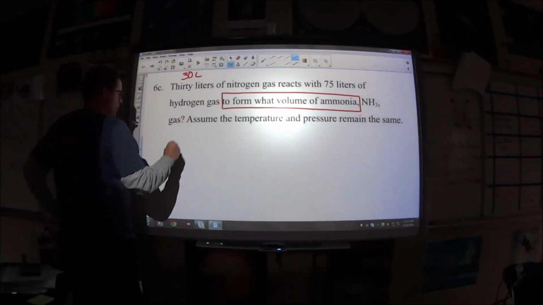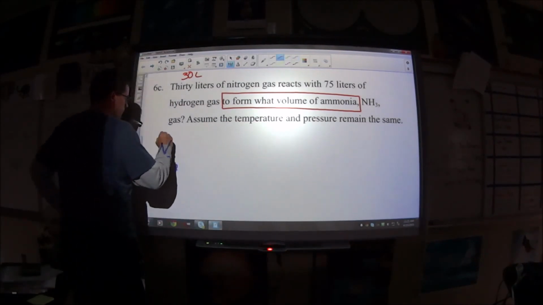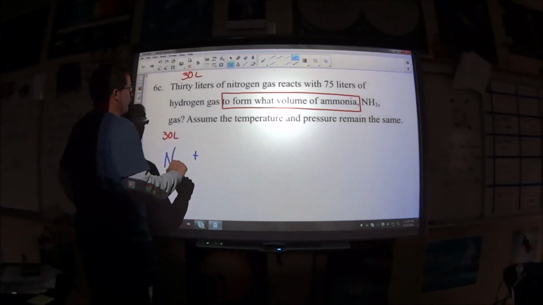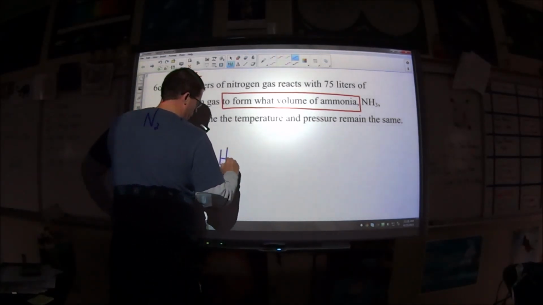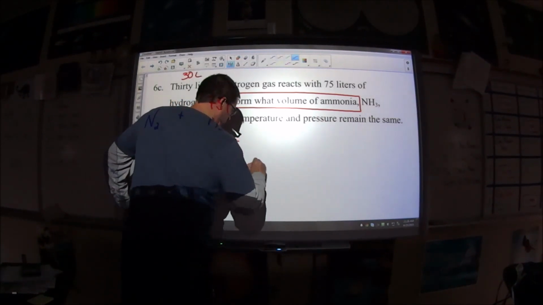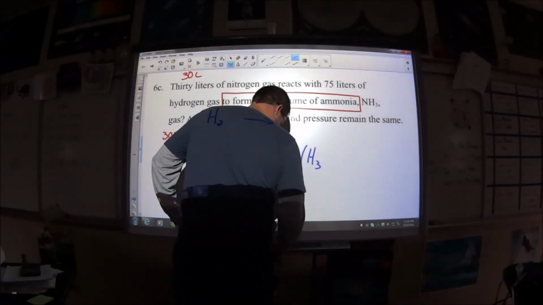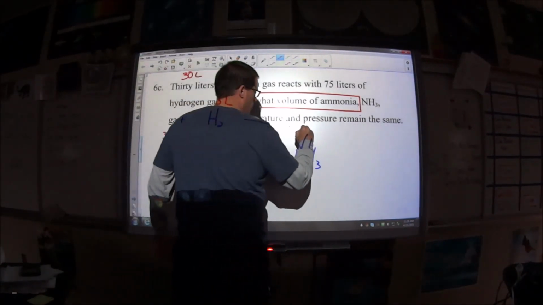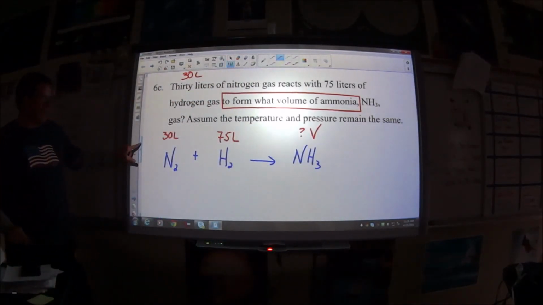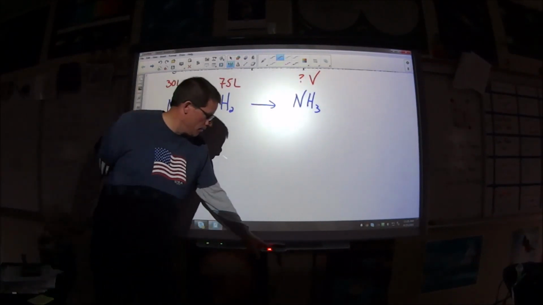So here we go. We have 30 liters of nitrogen, and we're going to react that with 75 liters of hydrogen. And it's going to form ammonia. And the question wants to know what volume. So again, once you have all that, you really don't even need to see the rest. So let's balance this out.